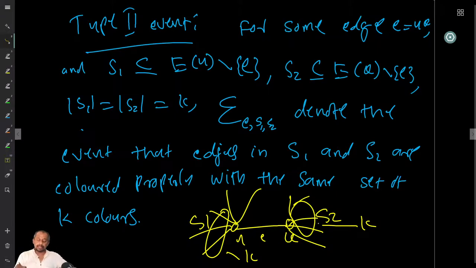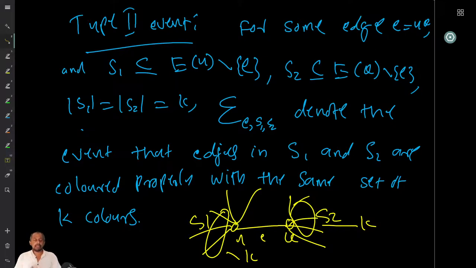And S1 and S2 has K edges. All these K edges see different K colors. And here the same set of K colors appear in some other order. Then what we are saying is that there are K colors already in common to U and V, including the color of E, so we have more than K in common. Now, if this happens, of course, it is bad for us, right?